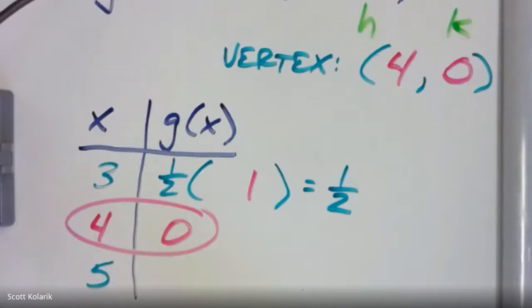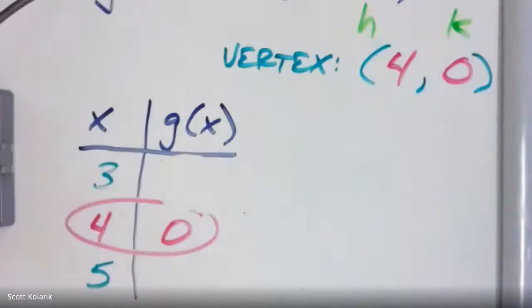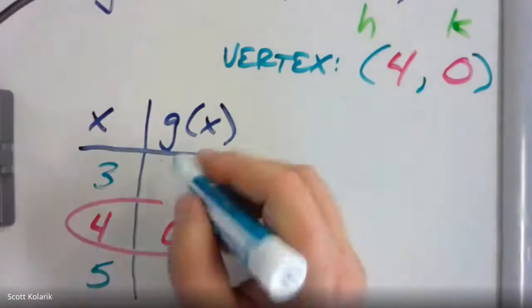And so I've created a coordinate point. I'm just making a mess on my board right now. I've created a coordinate point, right? So when I plug 3 into this equation, it spat out 1/2.